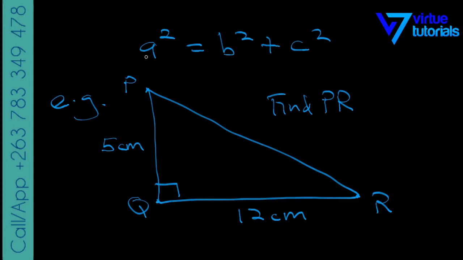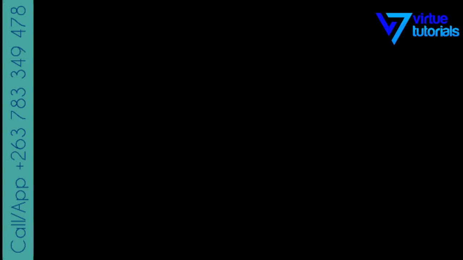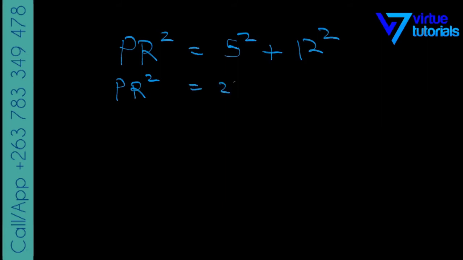So in this case, our longest side is PR. What do we know? The longest side squared is equal to the other two sides squared and added together. What are the other two sides? 5 and 12. So if we write that, PR squared is equal to 5 squared plus 12 squared. PR squared is equal to 25 plus 144. If I add this up, PR squared is equal to 169.